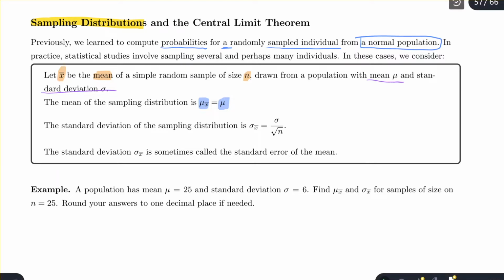But the standard deviation changes. The standard deviation of the sampling distribution, sigma of the sample distribution, is the population standard deviation divided by the square root of n, the square root of the sample size. The standard deviation is sometimes called the standard error of the mean.